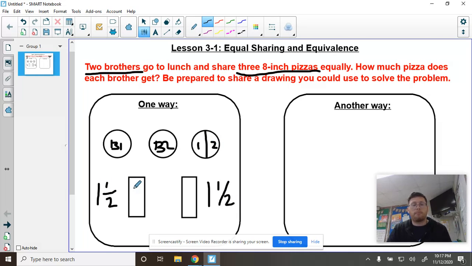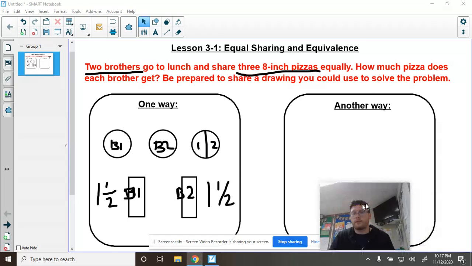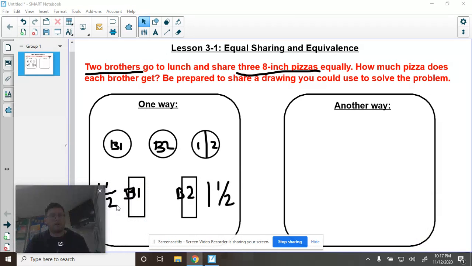So you see that brother one and brother two both got how much pizza? They got one whole and a half of the last one. All right, so you might be asking yourself, well, Mr. Collins, that seems pretty easy enough, but how can I do it another way? Well, I'm going to take my picture right here and put it right there. I'm going to figure this out another way.